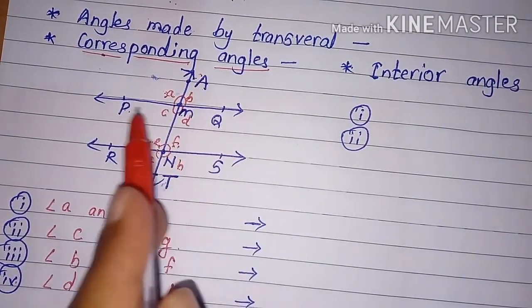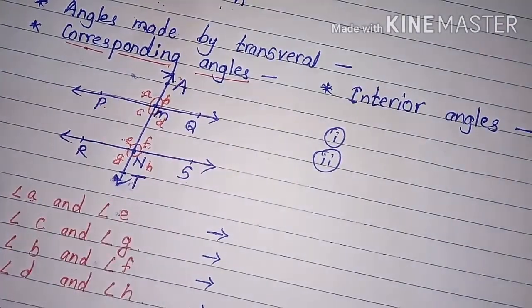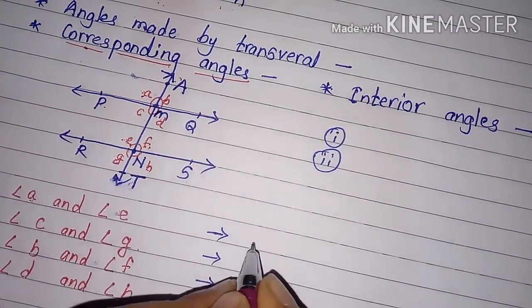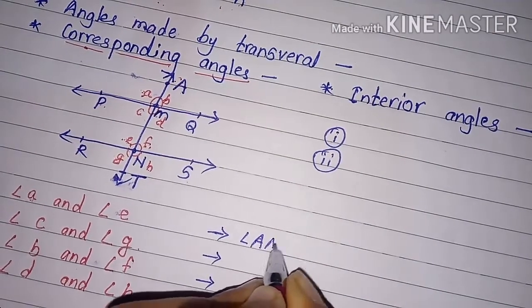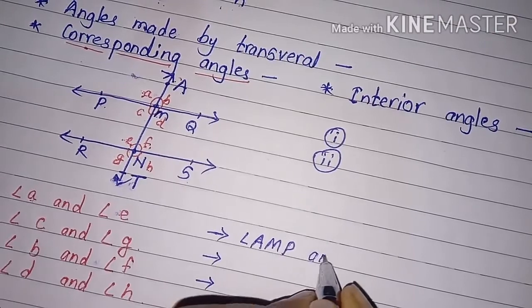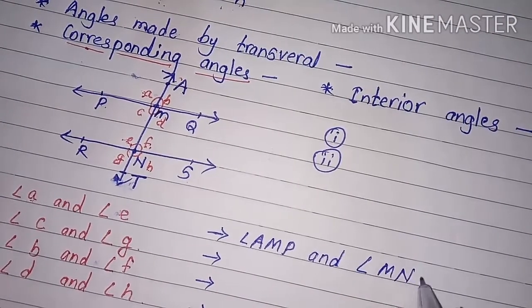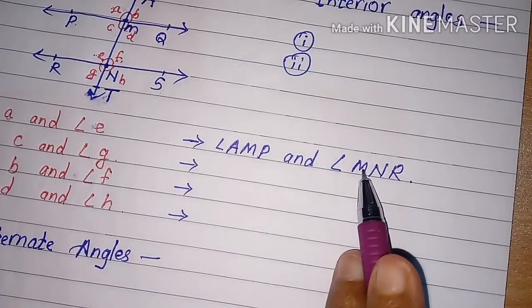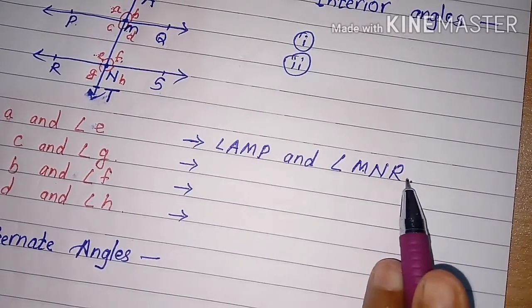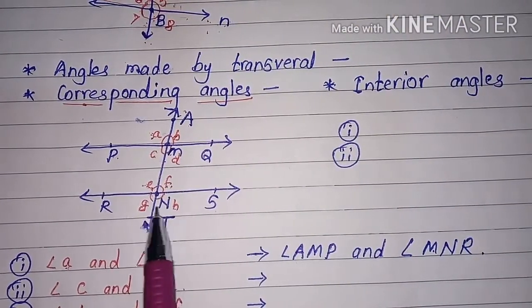Now see the 3-letter naming. Angle A means which angle here? Angle AMP and angle MNR. First pair: angle AMP and angle MNR. See, AMP and MNR.